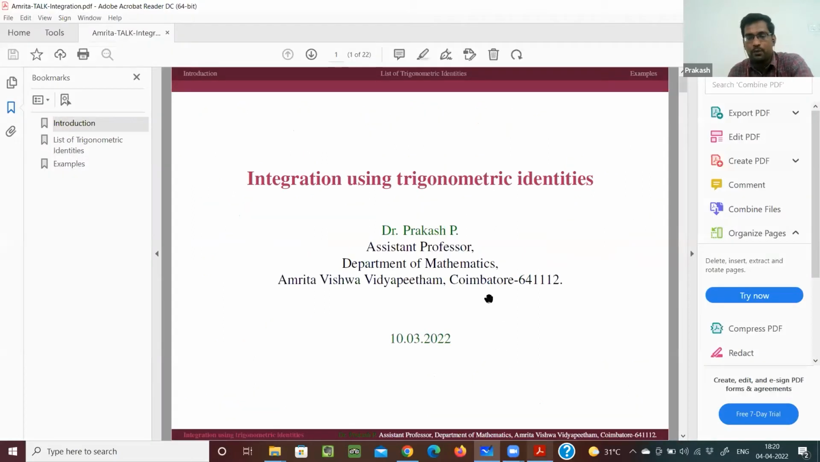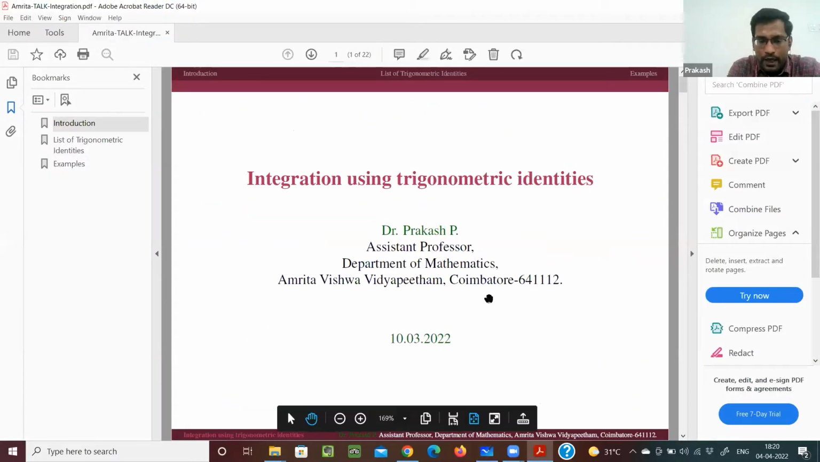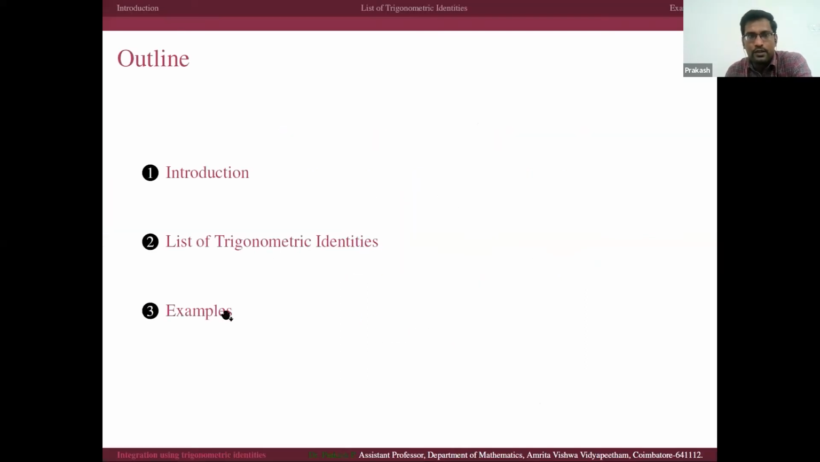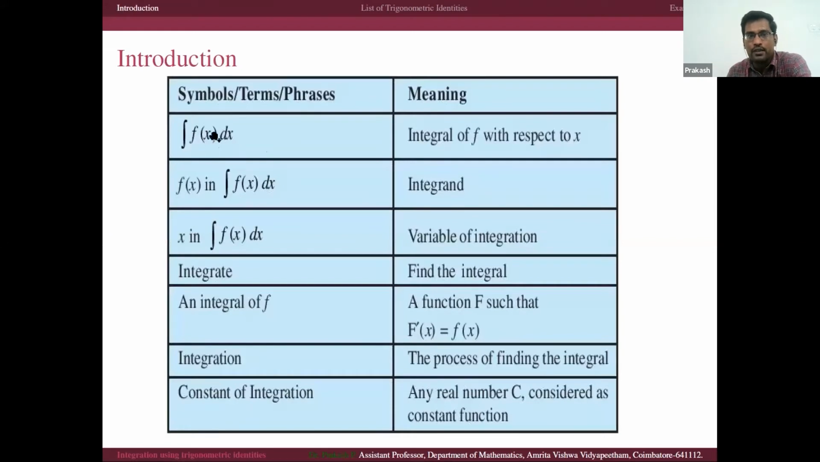Now I am coming to the whiteboard. On this whiteboard I have already mentioned some important things. Here the symbol, f of x, is called the integrand, and this is the integral of f of x with respect to x. Here x is the variable of integration. Integrate means we need to evaluate the integral. That is a very important one. Integration means the process of finding the integral.